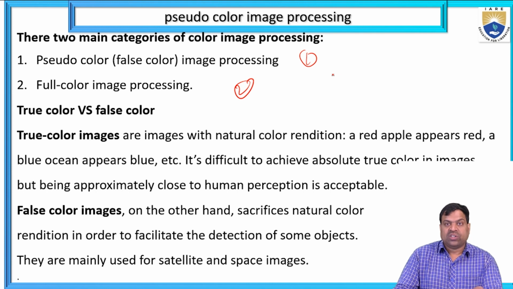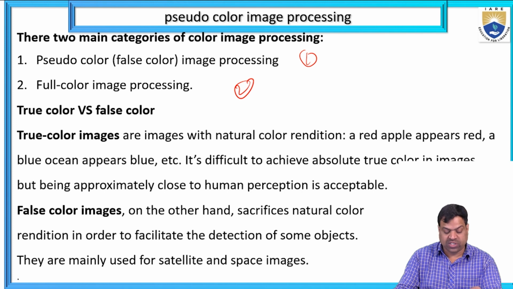false color. True color images are images with a natural color rendition. A red apple appears red, a blue ocean appears blue, etc. It is difficult to achieve absolute true color in images, but being approximately close to human perception is acceptable. So the human visual system is accepting the color. Suppose the apple is red, the ocean is blue. Those are the universal colors, so we don't have to change them. There is no possibility to change the original colors. That is true color. So true colors are nothing but the original colors.